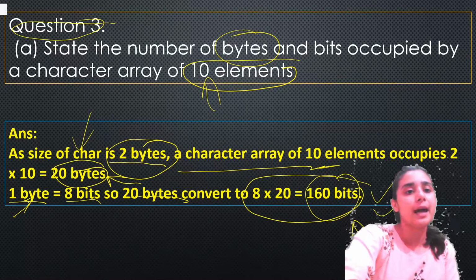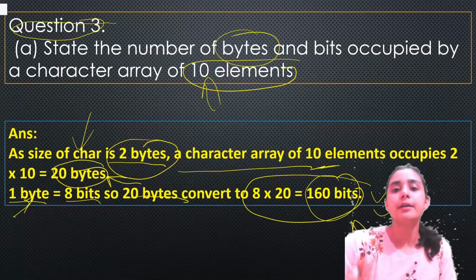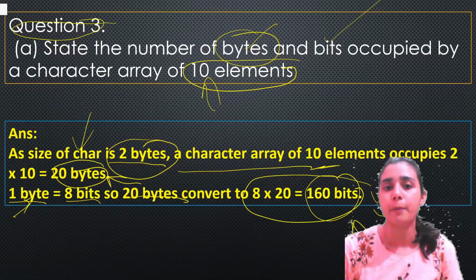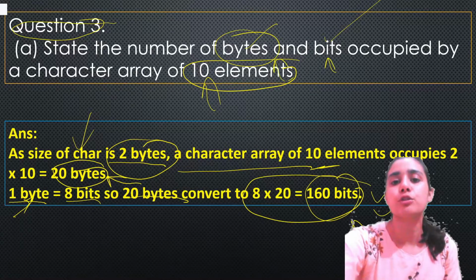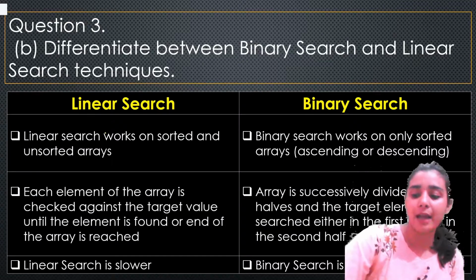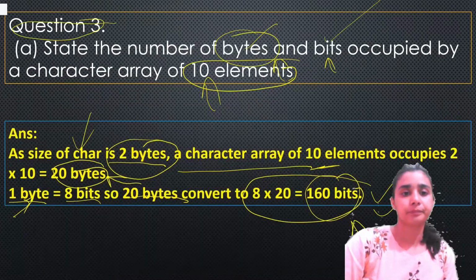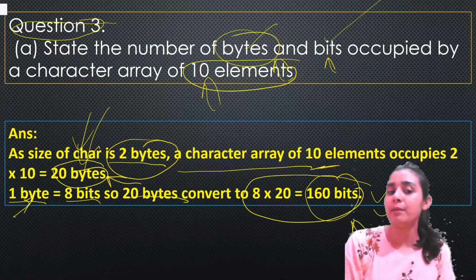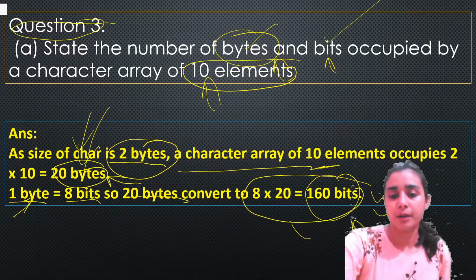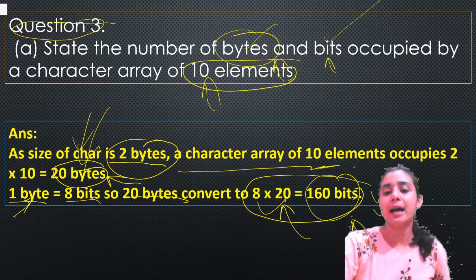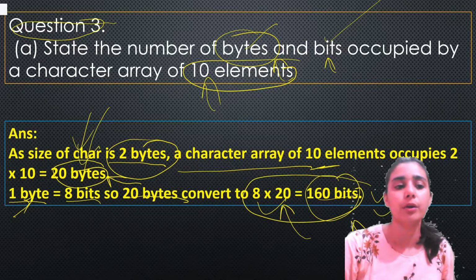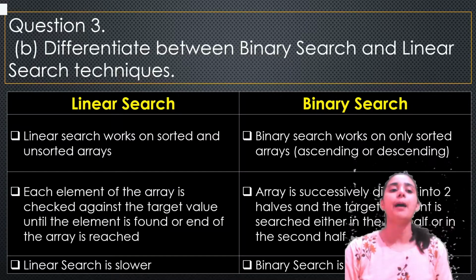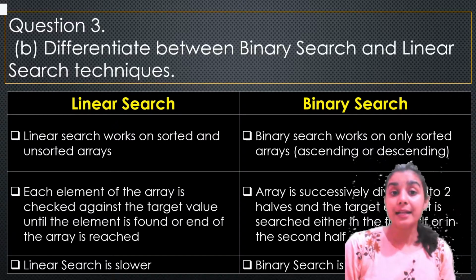So this is the thing: state the number. It was asking for bytes and bits also. Make sure that you are reading the question properly, since it is asking for bits and bytes both. First we gave the bytes answer, then, knowing that 1 byte is equal to 8 bits, we multiplied and found the answer in bits also. So that is the thing with question number 3. Moving to the next question, that is part B of question 3, that is differentiate.